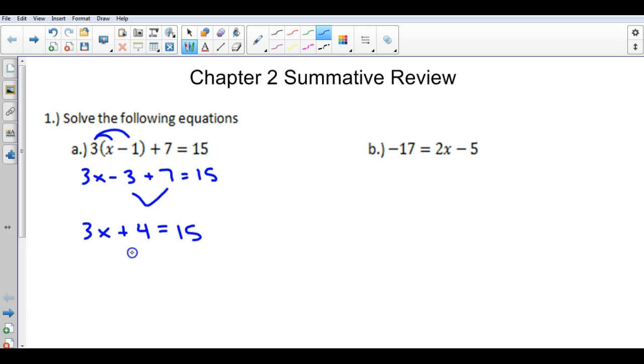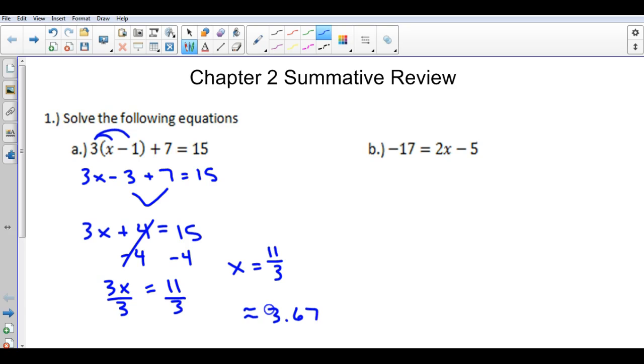Now what we can do is balance this equation by subtracting 4 on both sides. And that's going to get rid of the 4 here. So I have 3x equals 11. And then the last step, I have 3 times x, so we're going to have to divide both sides by 3. So x is going to end up being 11 over 3, which, if we wanted to write that as a decimal, we could. It comes out to 3.67.